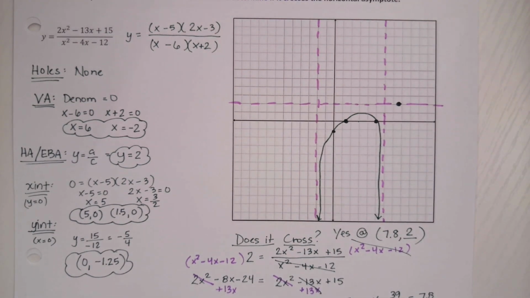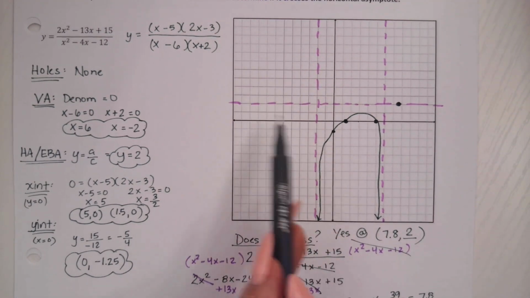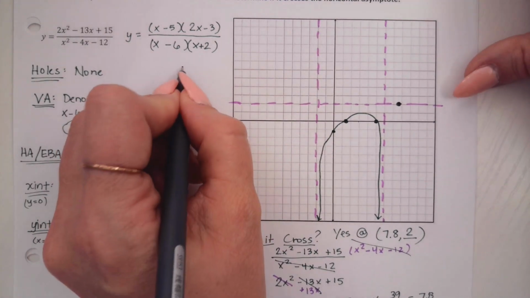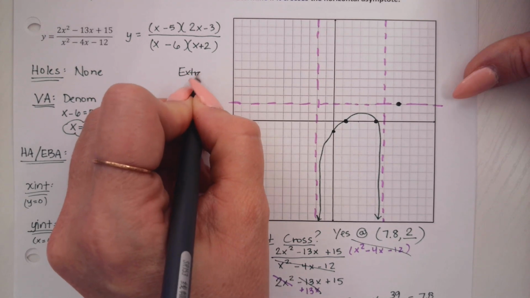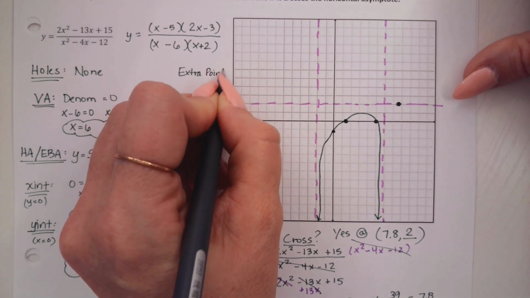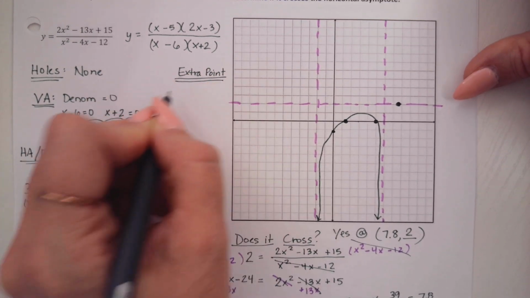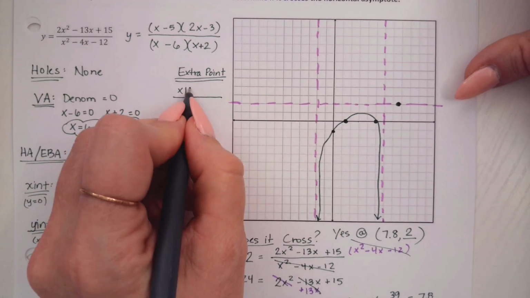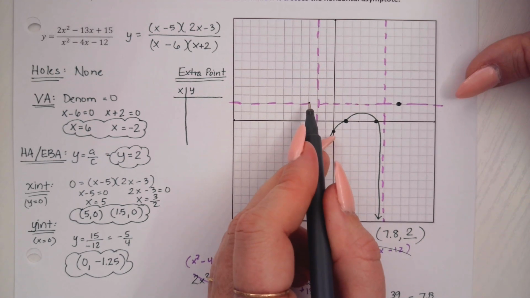We are going to have to find a point on the left asymptote, or not the left asymptote, the left branch. Extra point. Okay. What x would y'all like to plug in? Negative 3? Sounds great.